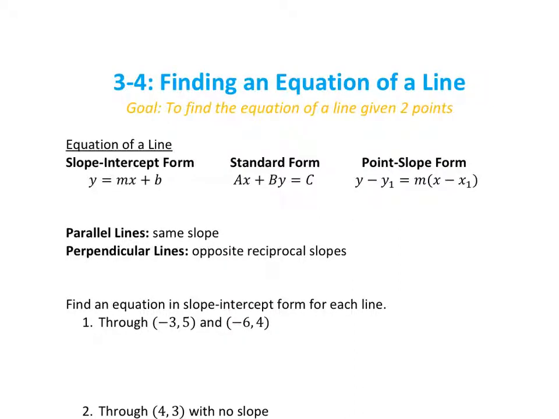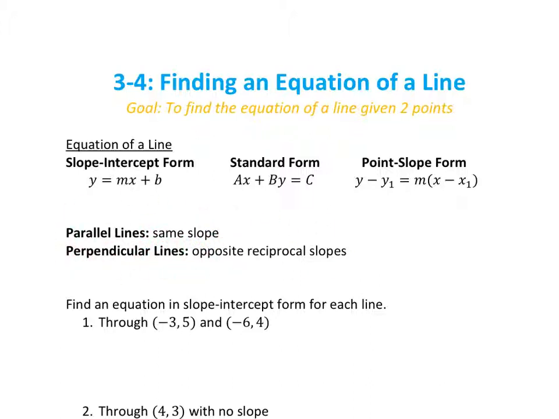So in 3.4, we're going to take the slope stuff and the equation stuff that we've learned so far in Chapter 3, and use all that information to find the equation of a line given 2 points. That's what we want to build up to. We're also going to talk about how slope defines parallel and perpendicular lines.